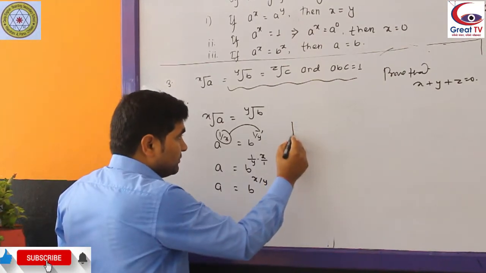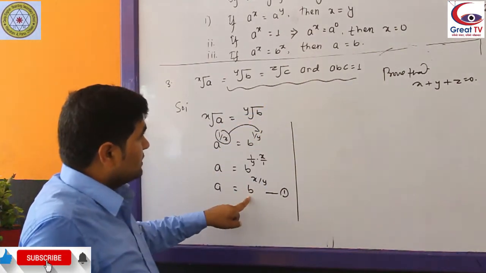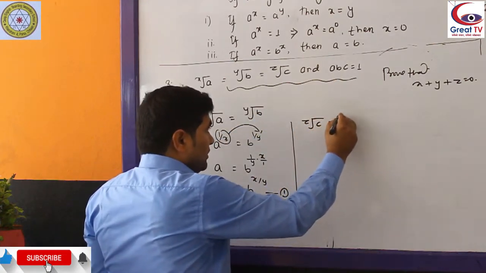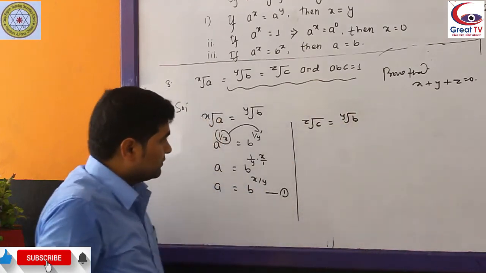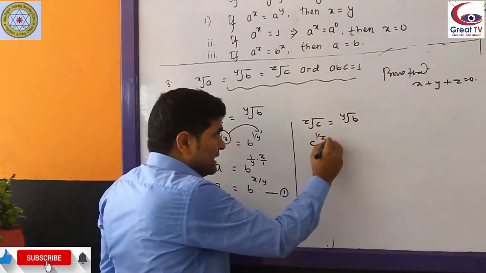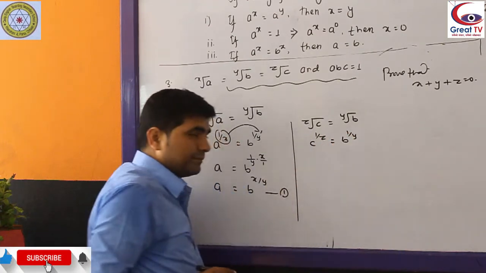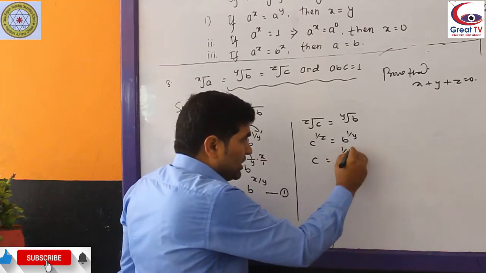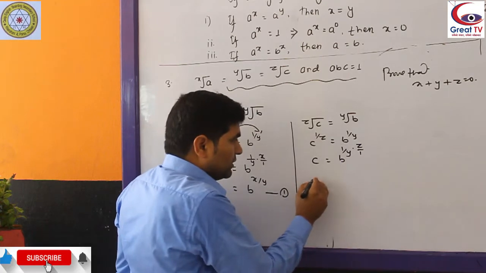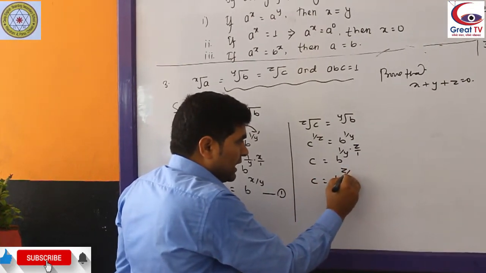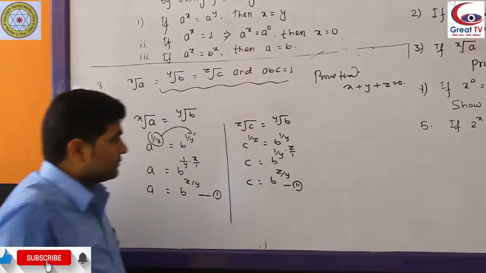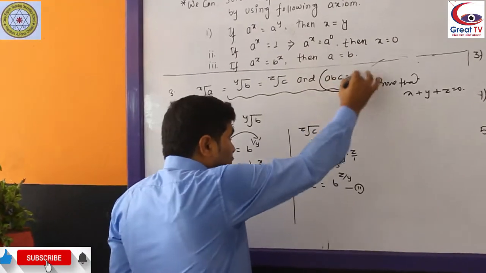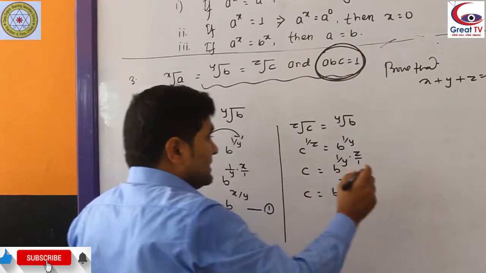Similarly, second: the value of c is also changed into b form. z root under c equal to y root under b. c power 1 by z equal to b power 1 by y. c equal to b power 1 by y dot z by 1. Therefore c equal to b power z by y, the second condition. Students, now we can put the values of a, b and c in this condition.